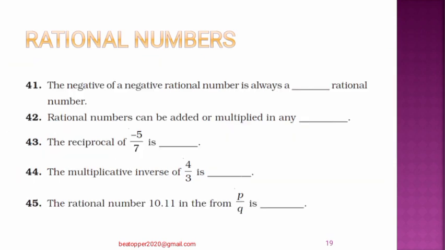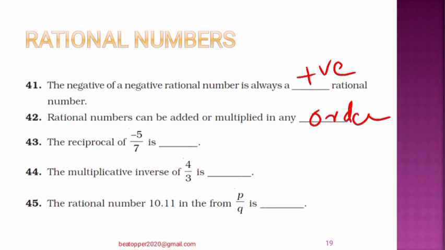Next question: the negative of a negative rational number is always dash. It is always positive. Rational numbers can be added or multiplied in any order, because addition and multiplication of rational numbers follow the commutative property and associative property.